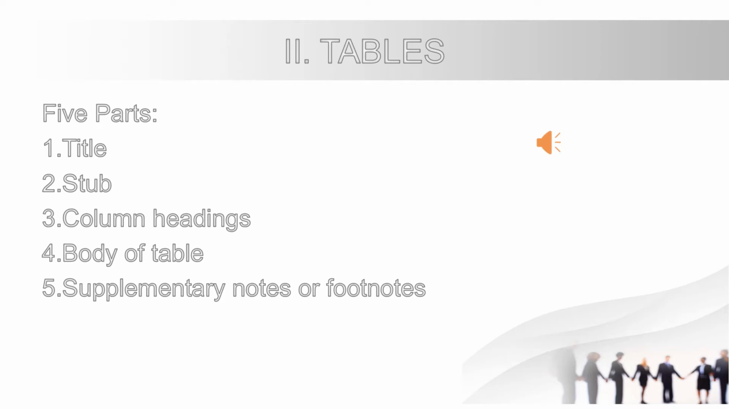So if data is taken from another source, then you have an obligation to acknowledge this. The source should be identified at the bottom of the table and is labeled by the word source, and then you cite the name of the author, or other explanatory notes should be added at the bottom of the table. So these are the 5 parts of the table.